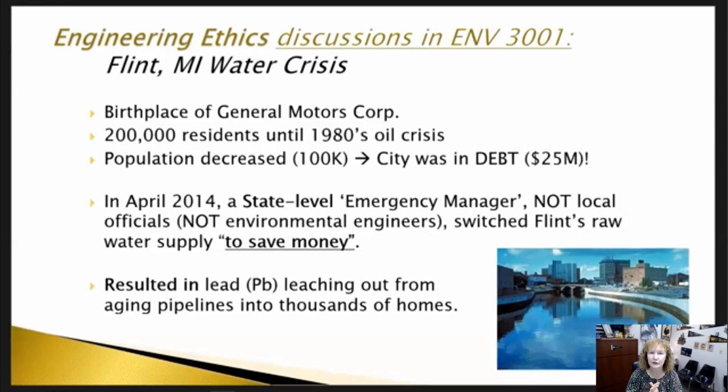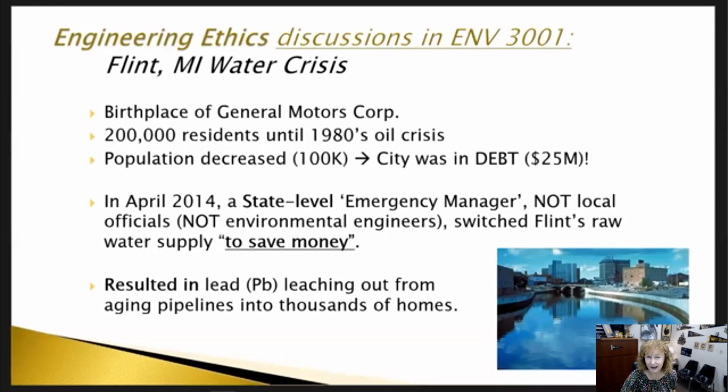It was a big city, had about 200,000 residents. But then the oil crisis hit and the population dropped and the city was in debt. And so that's a problem. And people at the state level are like, what can we do to maybe save some money? Oh, we know, we will change the raw water supply for the city of Flint, Michigan. We'll go with a different water supply that's closer to the city, so we don't have to pay the money to transport that water from the source to the city.